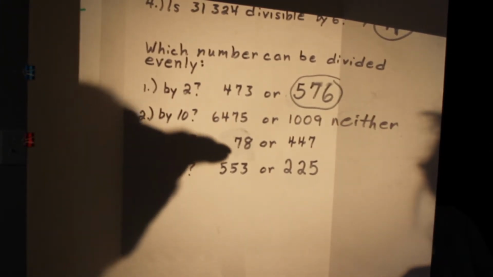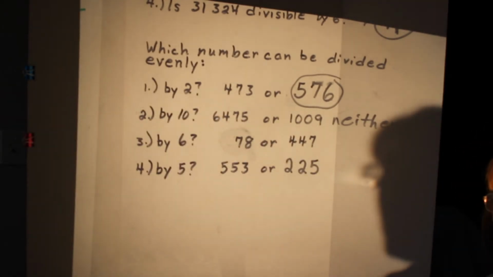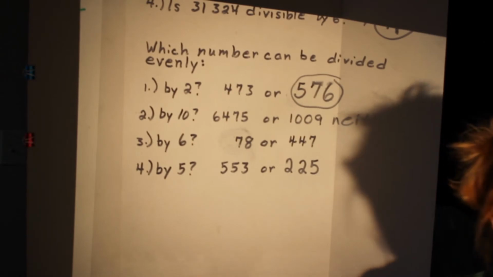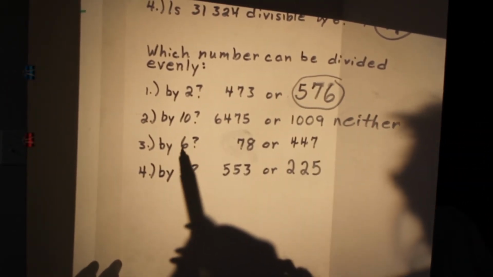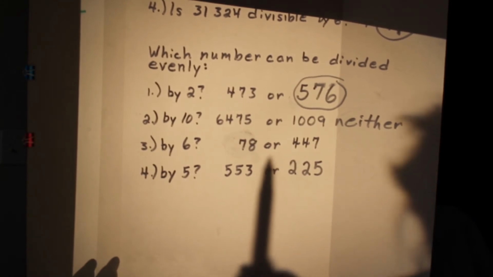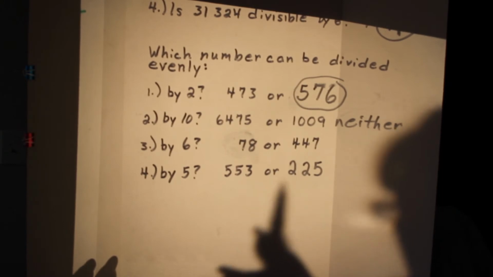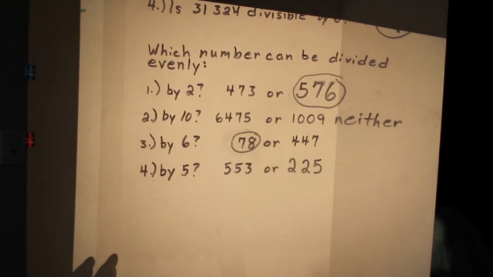Six. All right, 78 or 447. Well, 447 is an odd number, so that's not going to help us. So for rules of divisibility, we've got to look at the other number. 7 plus 8 is 15. Will 3 go evenly into 15? Yes. So 78 is our number.